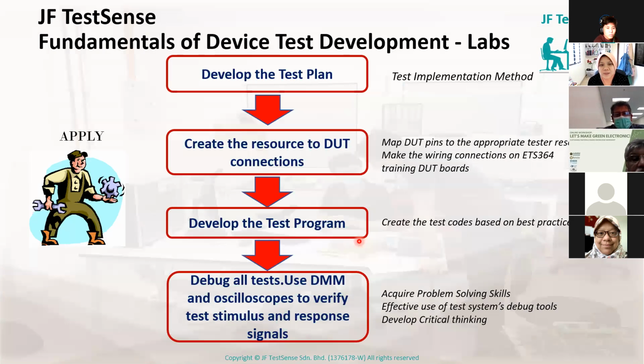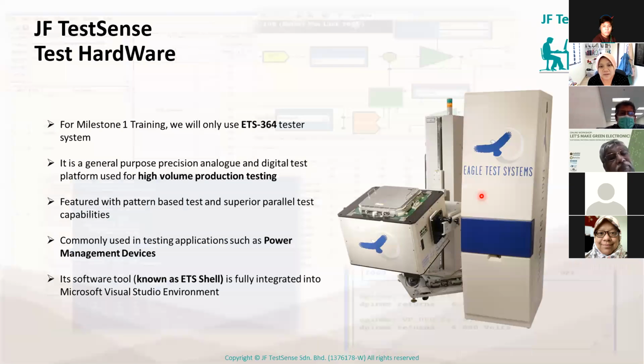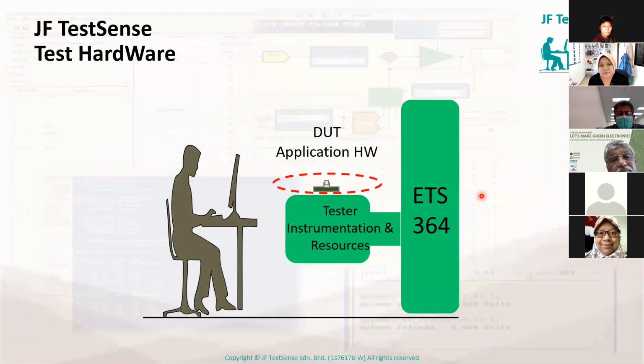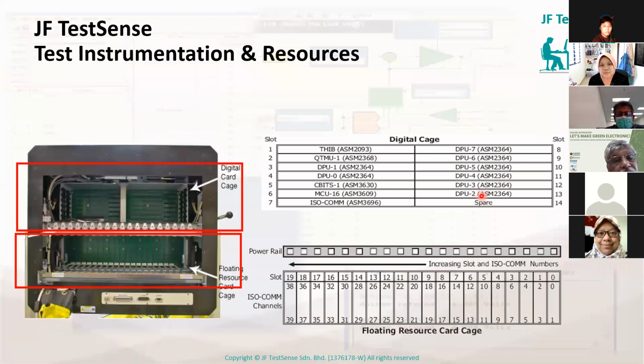the testing part. Just cover this a bit. During the lab, the students will need to characterize these parameters of the op-amp, and this is the data sheet of the op-amp that we are using, the LM158. Then they will use this tester to create the test solution. They will create the application hardware. This is basically the resources in the tester.